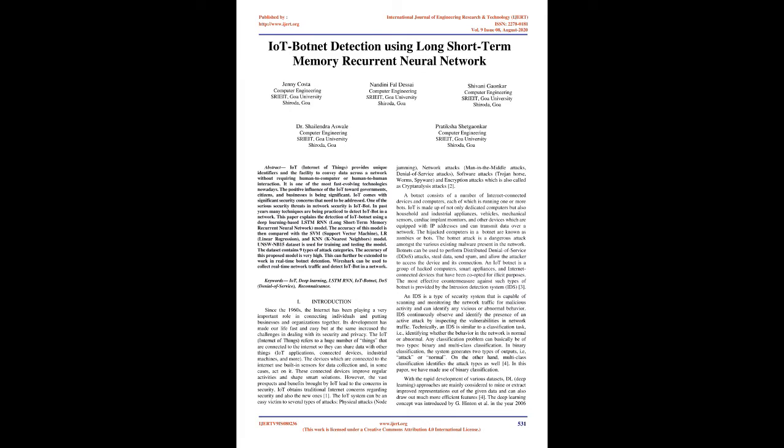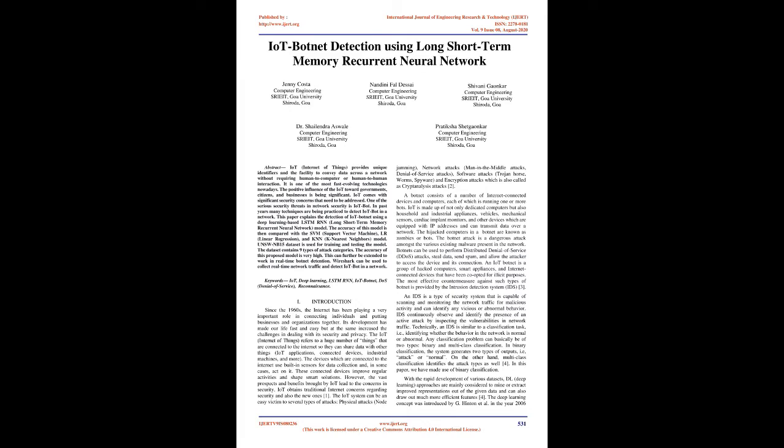The dataset contains 9 types of attack categories. The accuracy of this proposed model is very high. This can further be extended to work in real-time botnet detection. Wireshark can be used to collect real-time network traffic and detect IoT-Bot in a network. Keywords: IoT, Deep Learning, LSTM RNN, IoT-Botnet, DOS, Denial of Service, Reconnaissance.